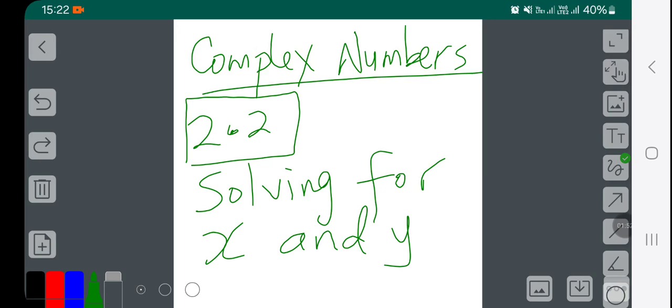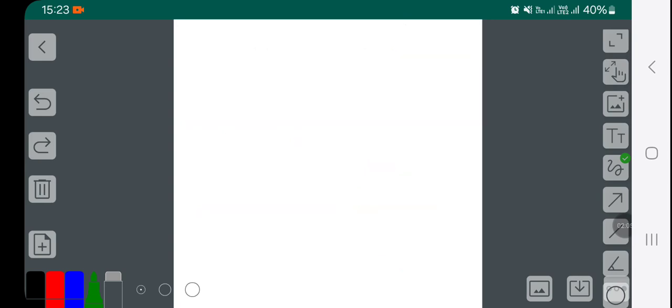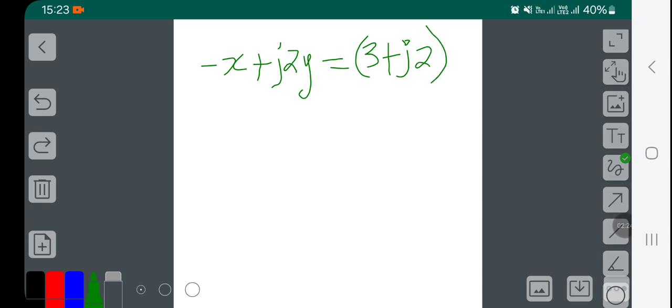So I'm going to write the question as it is from your assignment, then I'll change the numbers. From your assignment, they're saying solve for x and y if minus x plus j, which is your imaginary number, 2y is equal to open bracket 3 plus imaginary number 2. Then there's another bracket here, there's multiplication.